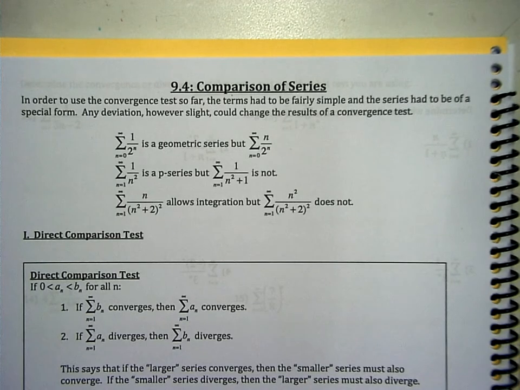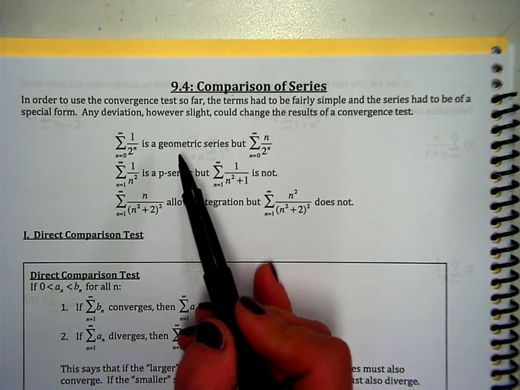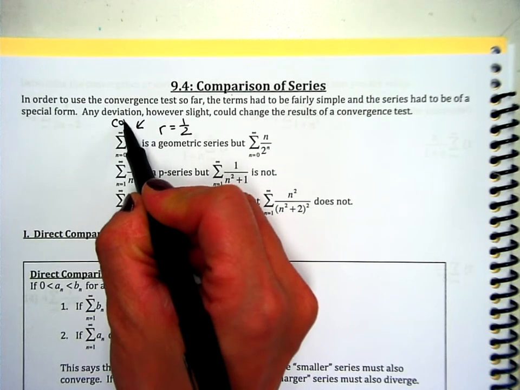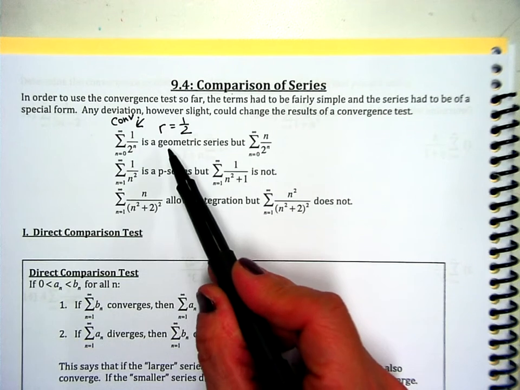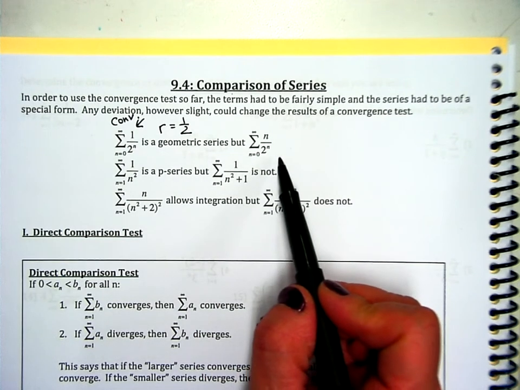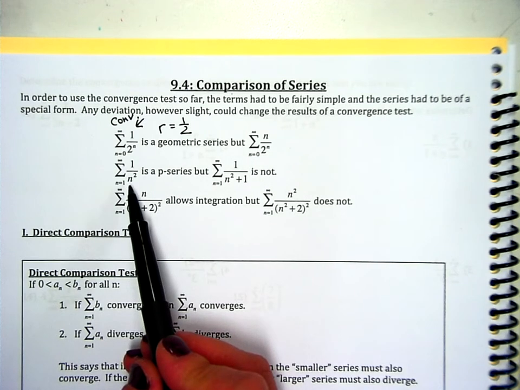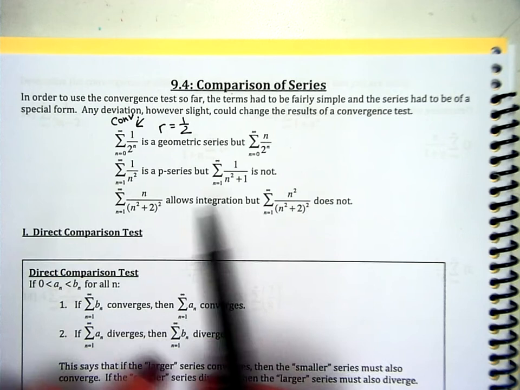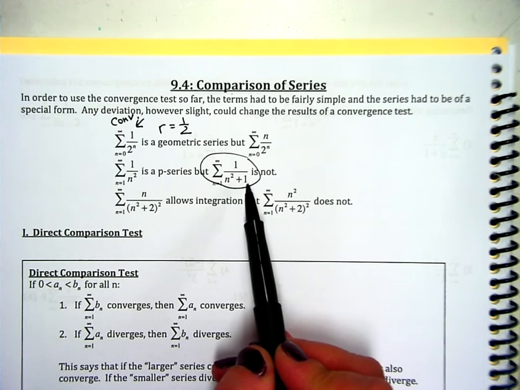For example, we know that 1 over 2 to the n is a geometric series, and I know in this problem r is 1/2, so I can say this converges. But this looks very similar to this geometric series, but it is not a geometric. So we're not sure exactly what happens to this. 1 over n squared is a p-series, and we can say it converges. But again, we don't know what happens to this one because it looks very similar to a p-series, but because of this extra plus 1, it is not a p-series.